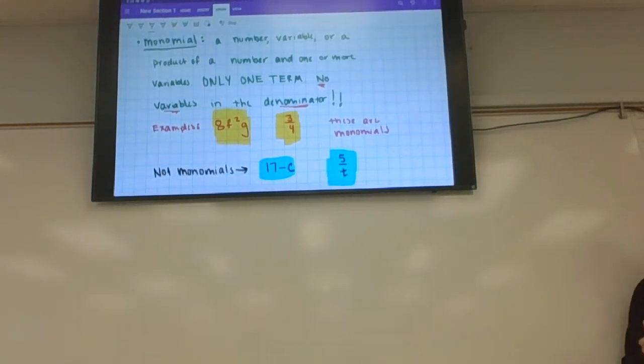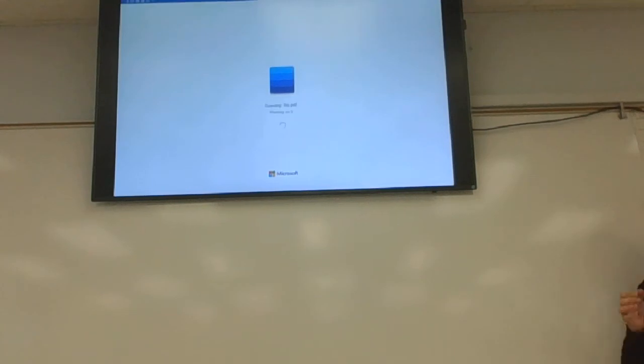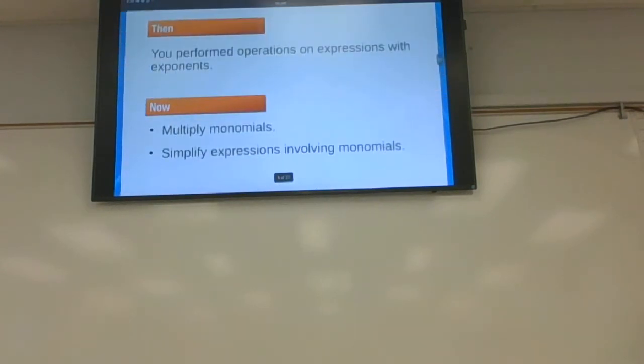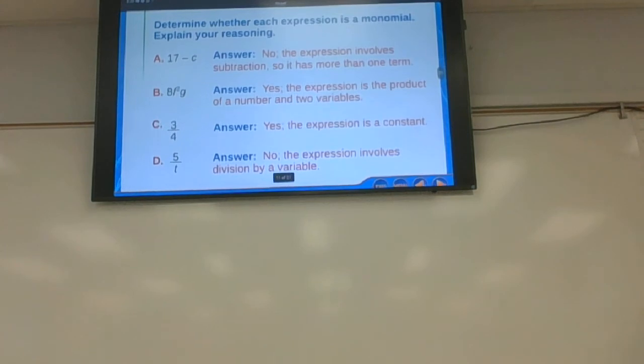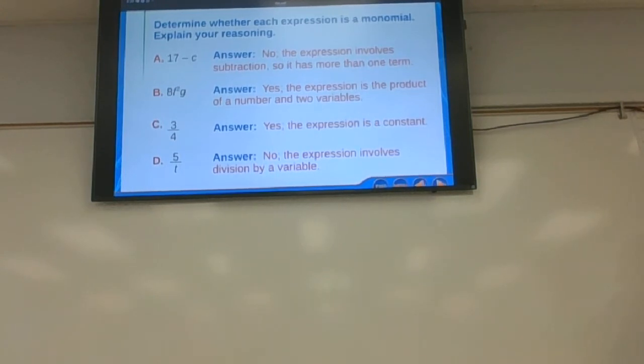All right, let's look at some examples about these monomials. Are we good? No. All right, you don't have to answer these. You don't have to write anything down. You're looking at why each one is a yes or no. The question is determine whether each is a monomial and explain your reasoning. So letter A, Jake, why is the answer no? It's not a monomial. Expression involves subtraction, so yeah. It has more than one term.